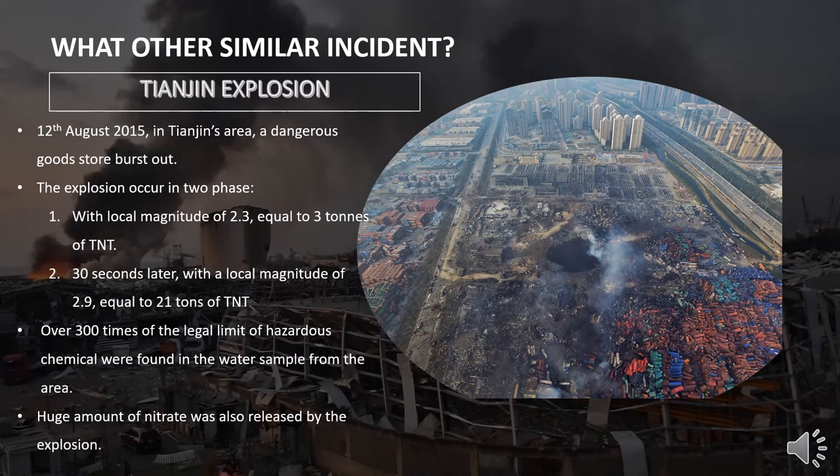The explosion had an environmental impact as well, since the crater formed by the explosion filled with toxic water. The hazardous chemical sodium cyanide, as well as pollutants in concentrations over 300 times the legal limit, were found in the water samples obtained from the area. A huge amount of nitrate, such as ammonium nitrate and potassium nitrate, was also released by the explosion.